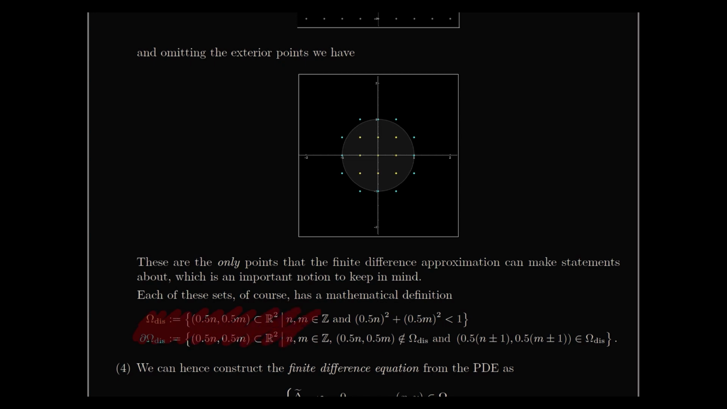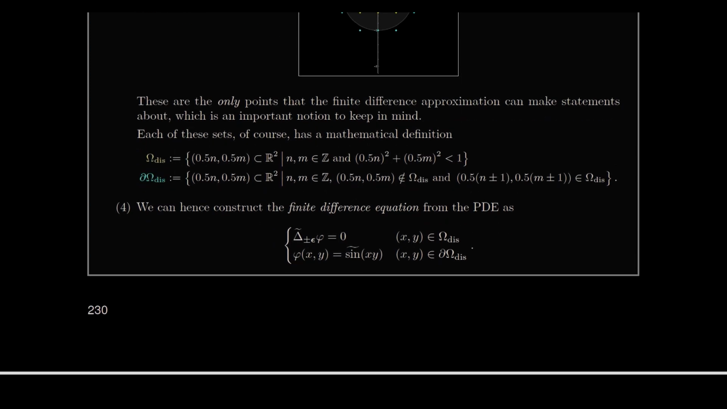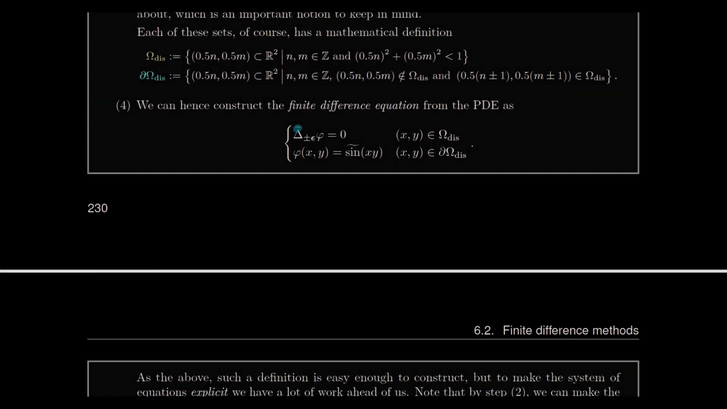If you really need to see the explicit construction, it's pretty frustrating to write that down. But in step 4, we always want to construct the finite difference equation, which approximates the PDE. So I'm going to take my points in omega dis, and at each of those points, I use this approximation to the Laplacian, and then I make my special choice on epsilon, plus or minus epsilon, right? So let's recall that this approximation to the Laplacian was really the finite difference in the x direction divided by 0.5 squared, and then the finite difference squared in the y direction divided by 0.5 squared.